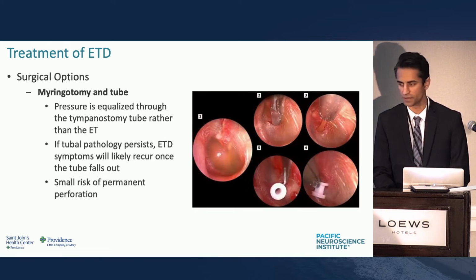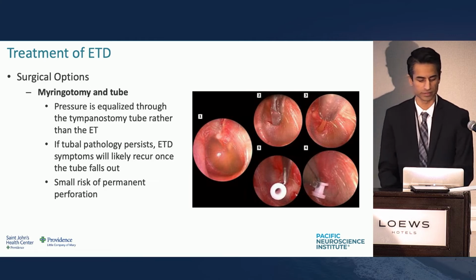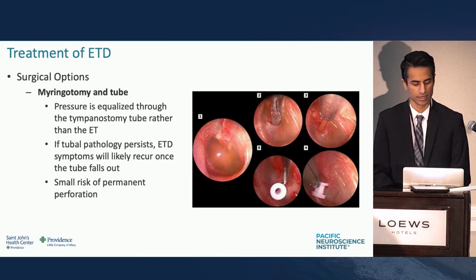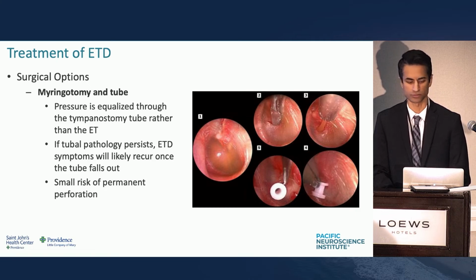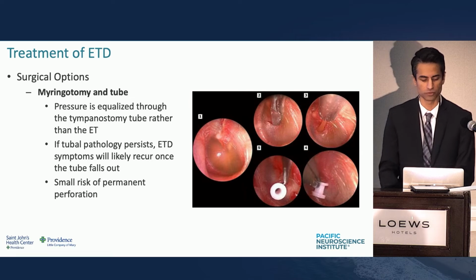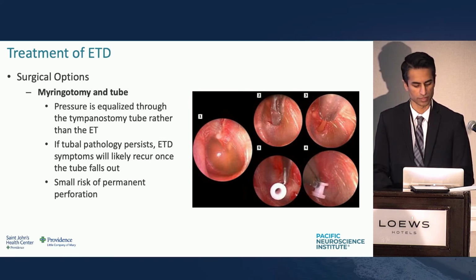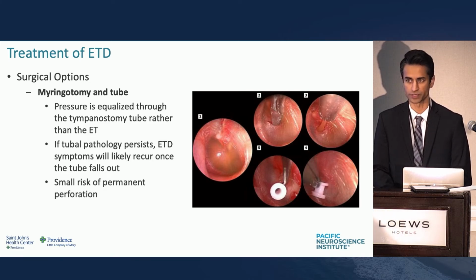But if the medical management fails, then we have more interventional options. The most common thing that we offer is a myringotomy with or without tube. In this procedure, the pressure is equalized through the tympanostomy tube rather than the eustachian tube. So it's kind of like a Band-Aid for the issue. If the tubal pathology persists, the eustachian tube symptoms will likely recur once either the tube falls out or the hole heals up. And you always have to warn patients that there is a small risk of a permanent perforation when we do this procedure.